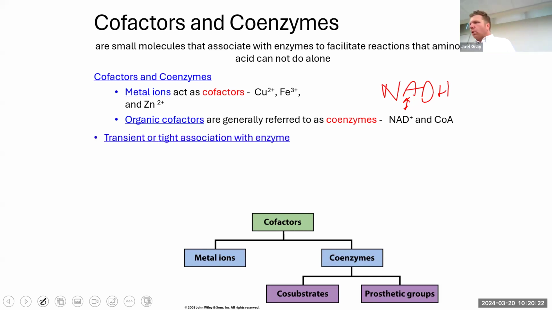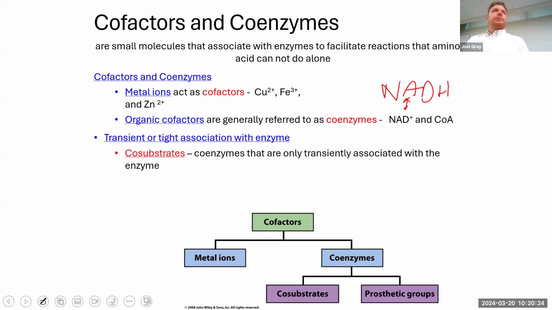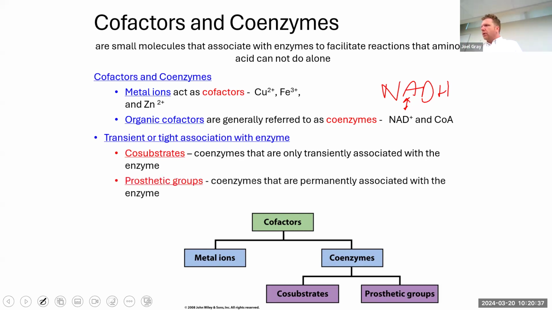There are transient or tightly associated molecules known as co-substrates. Co-substrates are coenzymes that are only transiently associated with an enzyme. So that means that they bind and then are released. It's a very temporary interaction. Compare that to a prosthetic group. These are coenzymes that are permanently associated with the enzyme.